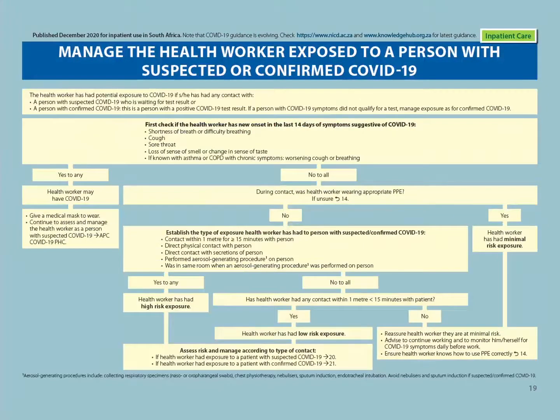Should a health worker be exposed to a person with suspected or confirmed COVID-19, pages 19 to 21 provide an algorithmic approach to determining the level of risk of the exposure and clearly advise how to manage the situation appropriately.